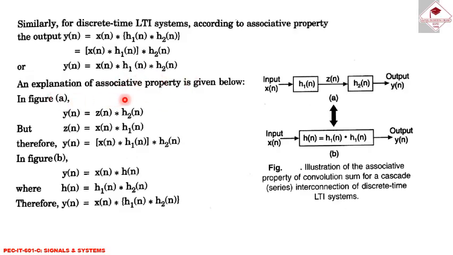An explanation of associative property can also be written as y[n] is equal to z[n] convolution of h2[n], z[n] is equal to x[n] convolution of h1[n], and y[n] equal to x[n] convolution of h1[n] convolution of h2[n]. So it can be written y[n] is equal to x[n] convolution of h[n] that is equal to h1[n] convolution h2[n], or it can be written y[n] equal to x[n] convolution of h1[n] convolution of h2[n]. So whatever the equation we have discussed over here, its graphical or block diagram based representation is shown in this particular figure.